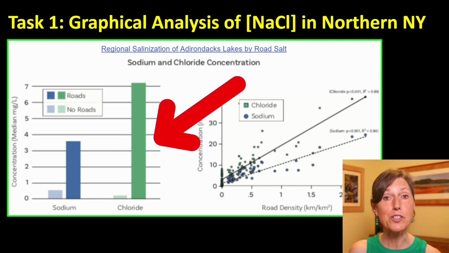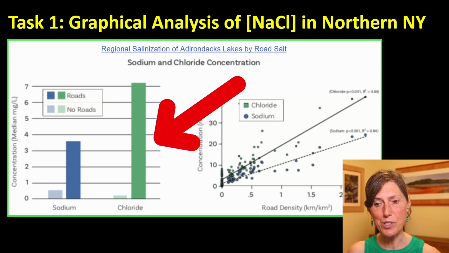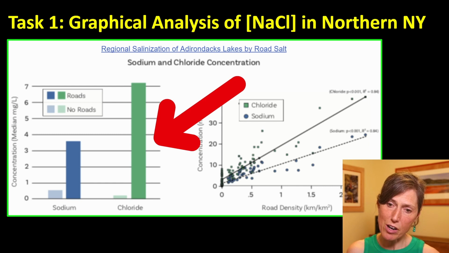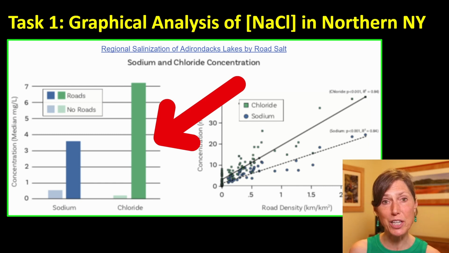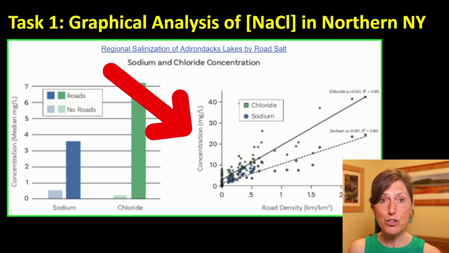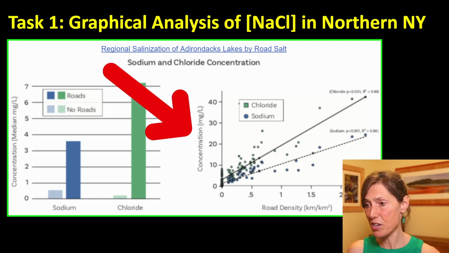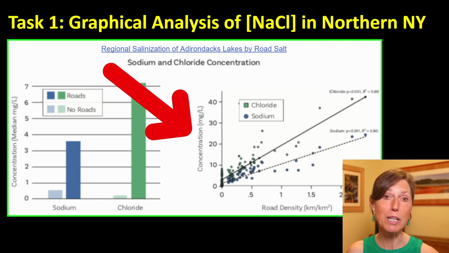The left graph is a bar graph that clearly shows that in the presence of roads, there's a lot more of both sodium and chloride ions compared to in the absence of roads. And this is based on the median concentration in milligrams per liter. The graph on the right shows you a scatter plot. And based on the linear regression with an R-squared value of 0.84, there is a relationship between increased road density and the concentration of both sodium and chloride, again in milligrams per liter.